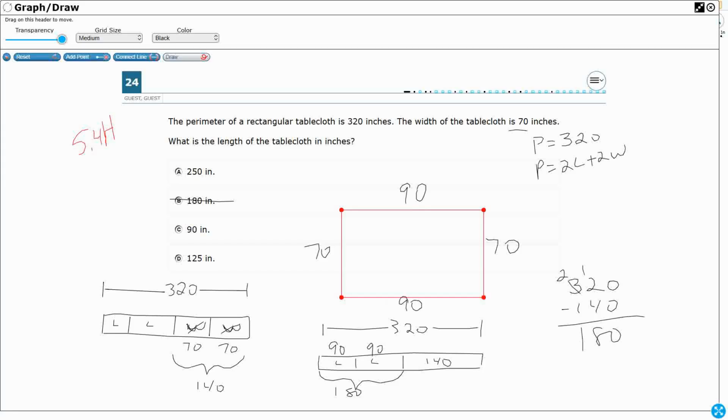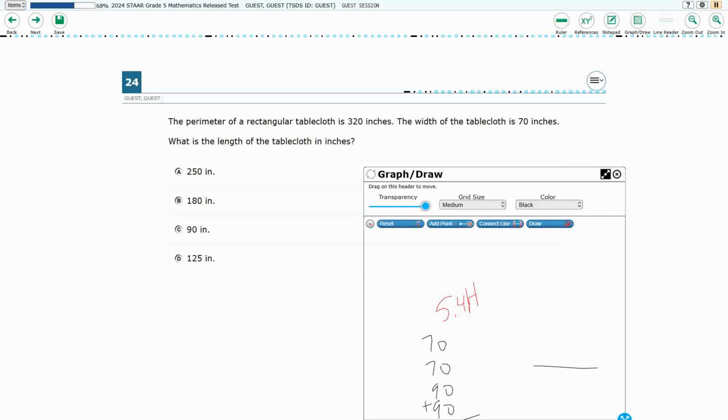Now, how can I double check this? Well, let's add all of these up. Let's see if 70 and 70 and 90 and 90 get us to where we need to go. So we got 7 and 7 is 14, add the 9 is 23, add the 9 is 32, so I get back to 320. So my length, my missing number, is my 90. So my answer here is C.